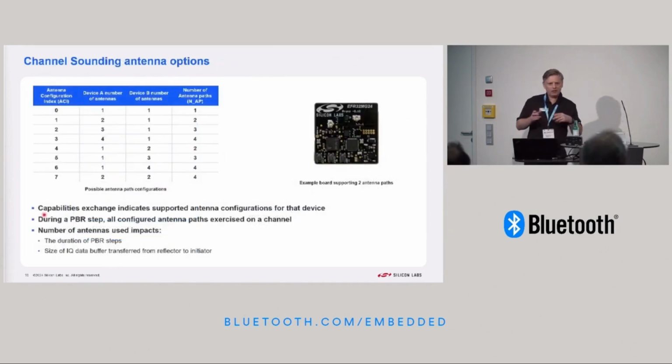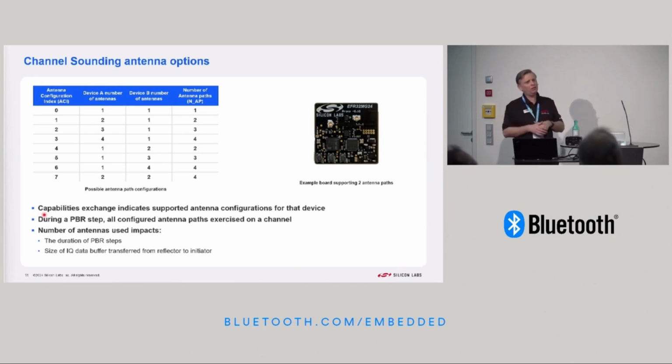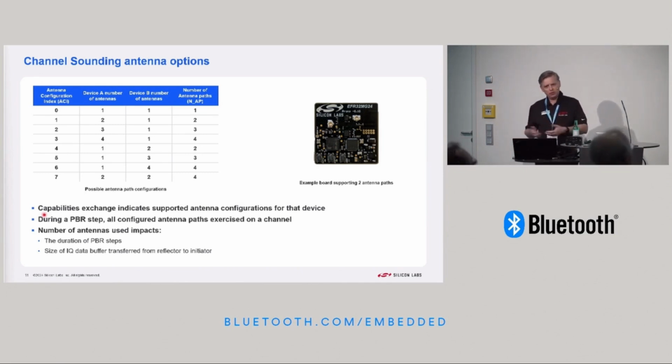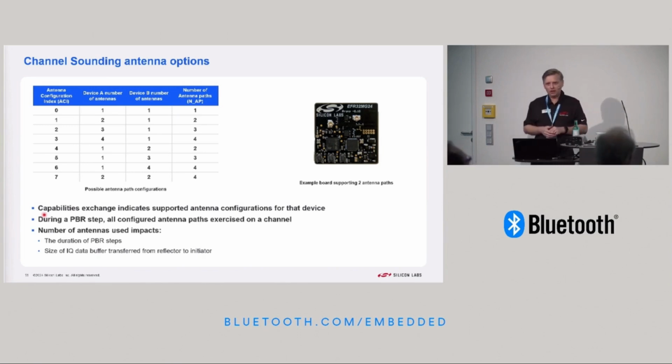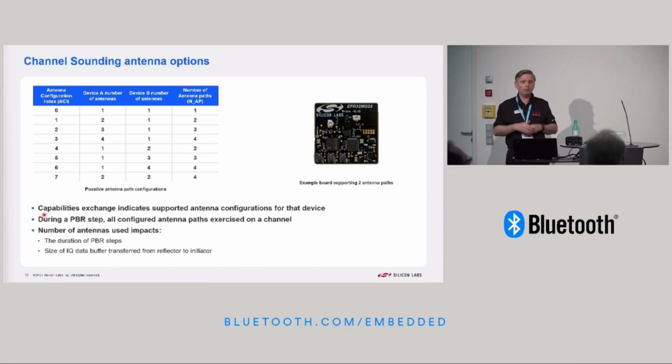So 2 other topics that are related to the protocol and the standard before we move on to those use cases. Just wanted to drill down really quickly on the antenna options. It's not required that multiple antennas be used for a channel sounding procedure. What we at Silicon Labs have found is that we see an improvement in the robustness and accuracy of the channel sounding procedure when you're using multiple antenna paths.